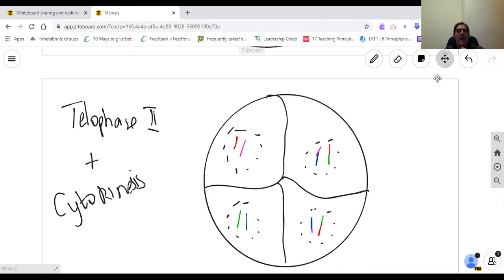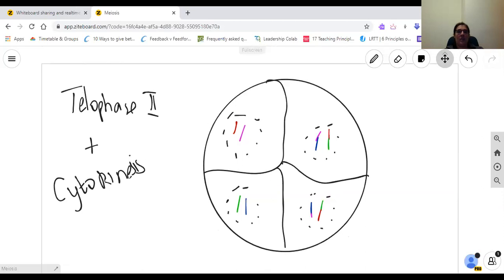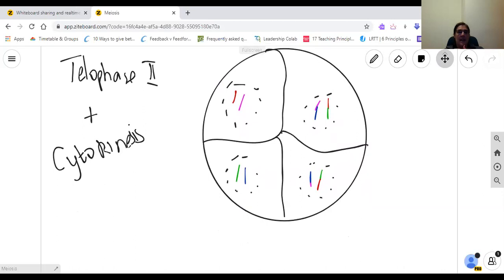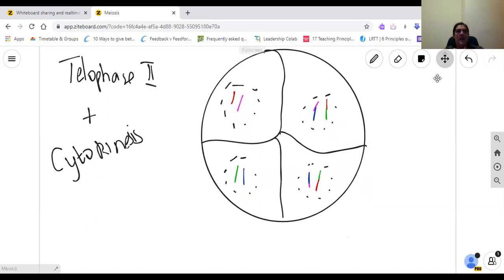So there are 3 ways in which we introduce variation. The first way was crossing over. The second way was independent assortment. And the third way, which we haven't really discussed, is the fact that any sperm can join with any egg, what we call random fertilization, which means you get another whole load of variation introduced.